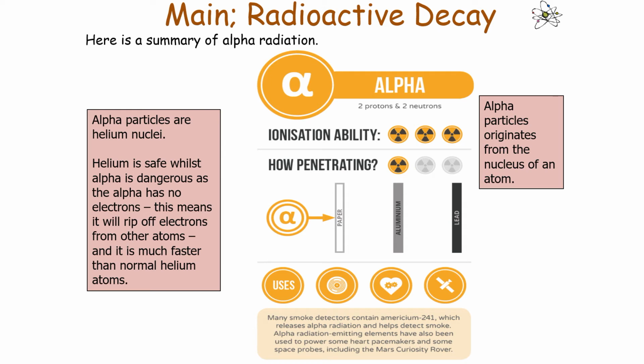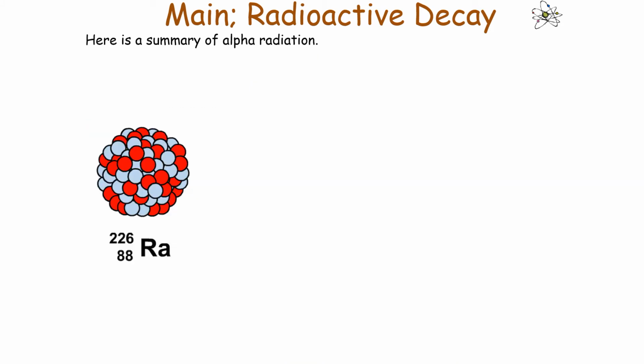and 2 neutrons. Now it's important to note that helium is safe whilst alpha particles are dangerous, as the alpha has no electrons, which means it can rip off electrons from other atoms, and they'll also travel a lot faster than normal helium atoms as they've been ejected from the nucleus of an atom. So alpha particles are very ionizing but have a low penetration and are stopped by paper. But this radiation must come from the nucleus of an atom. So here's a summary showing us alpha radiation.